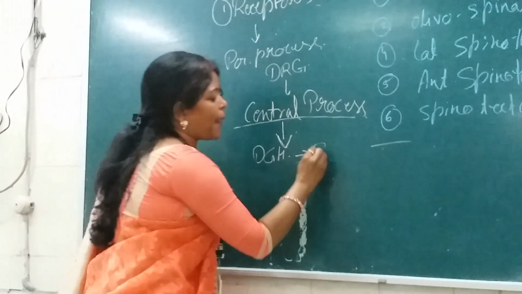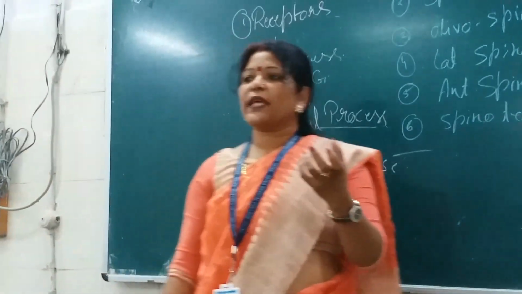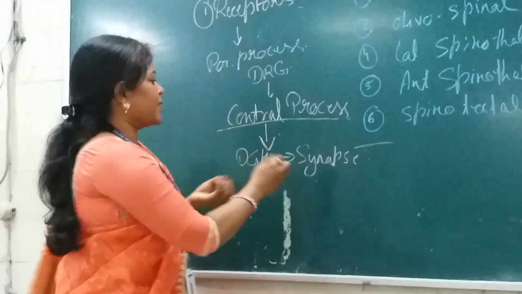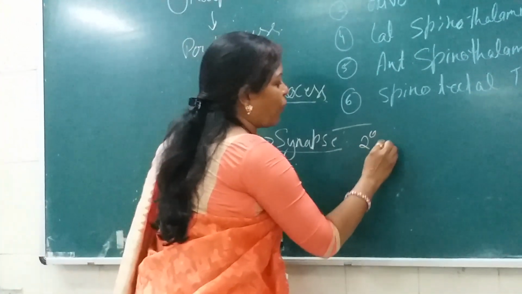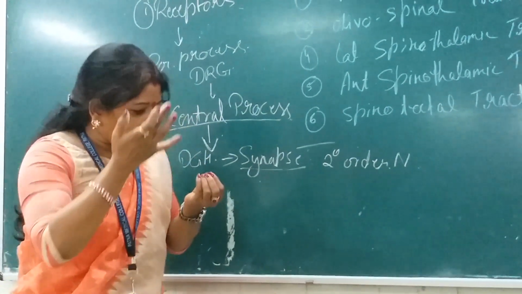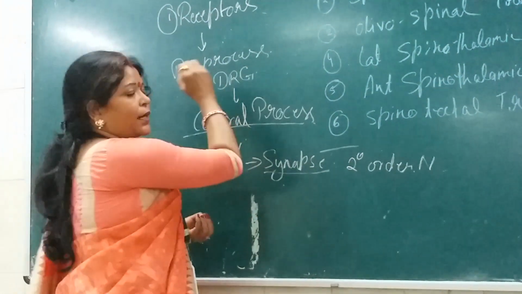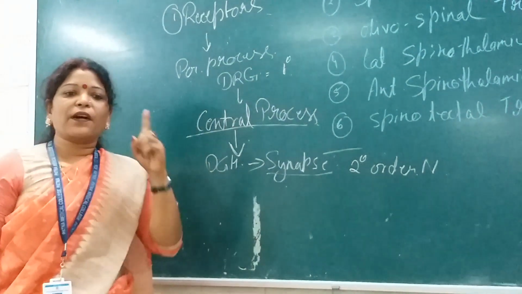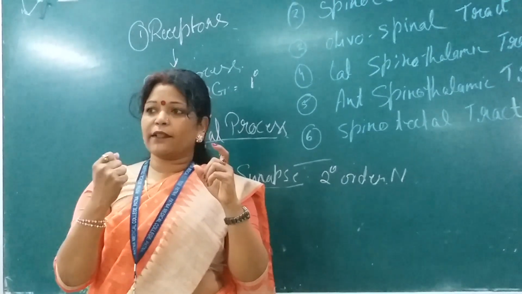For what? To synapse there, because we know there are the sensory neurons present inside the dorsal gray horn. Okay. So this central process will synapse there, and there it is known as the second order neuron. That means there are sets of neurons which carry the impulses to the higher center, that is the cortex. So this dorsal root ganglia keeps the first order neuron inside it. That means the first order neuron is the neuron which receives the first sensory information via the receptors.